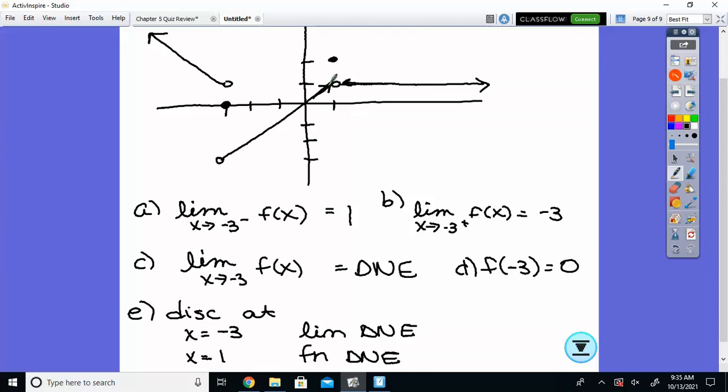Okay, so if I'm asking you why something's discontinuous, I'm expecting you to tell me which of those 3 rules it breaks. So you need to know your 3 rules. Alright. Is that one okay?